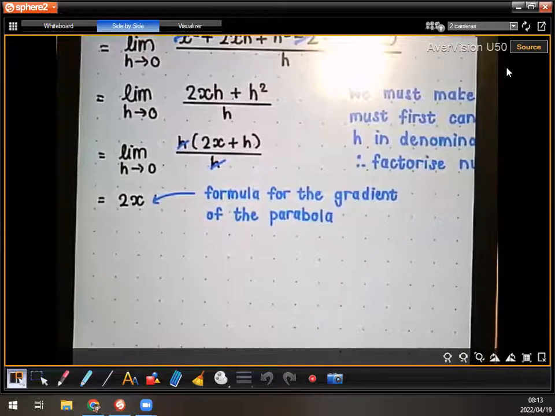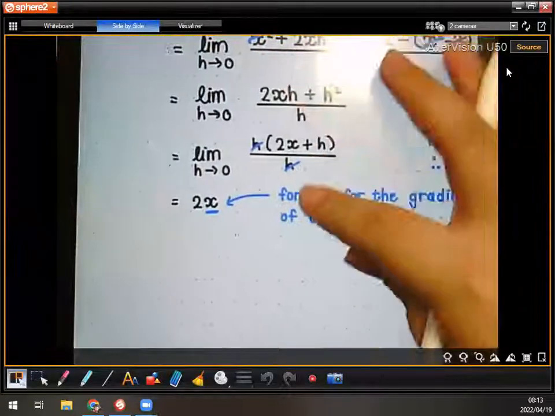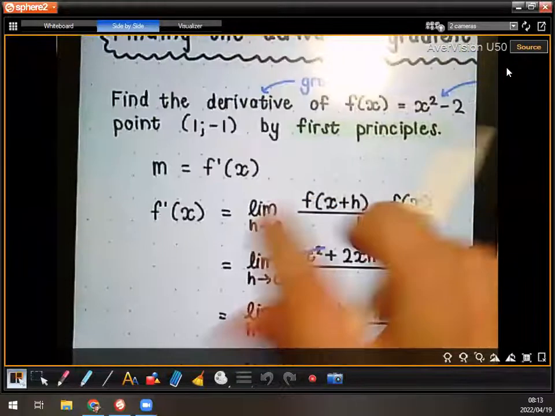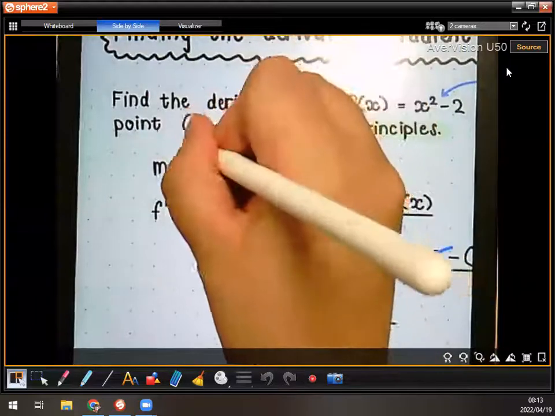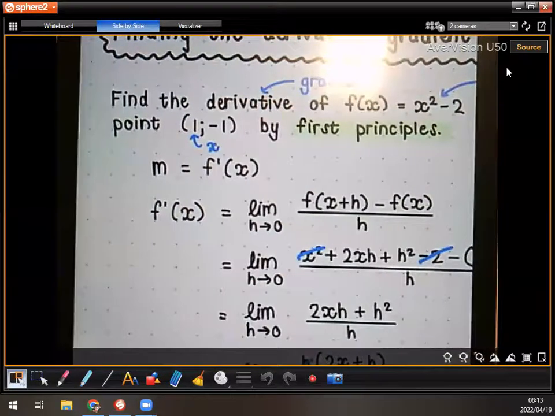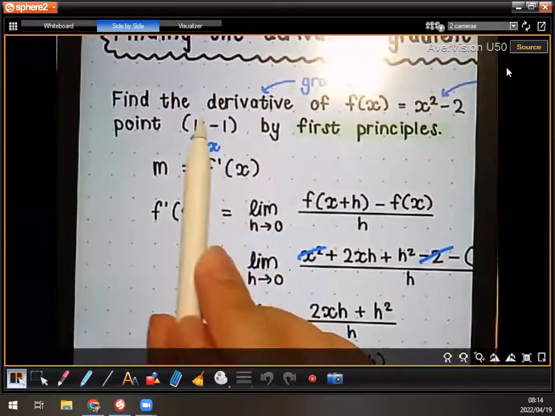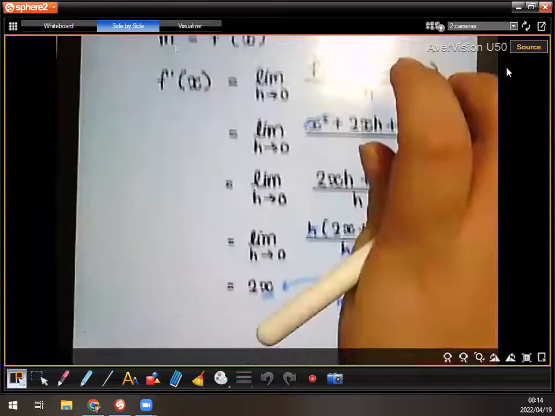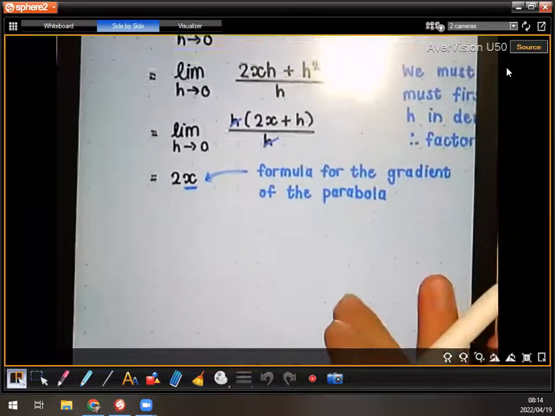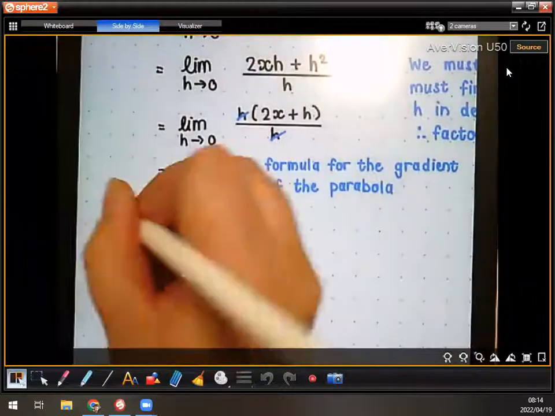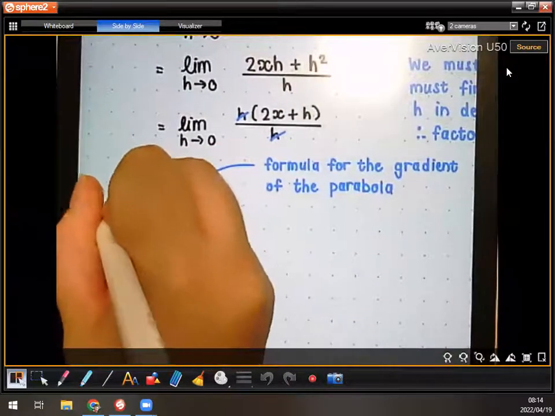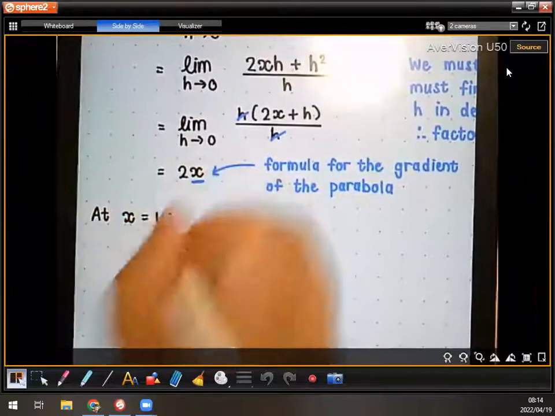So guys, notice that there is a variable in this formula, x, in 2x. What do you think I'm going to do to get the gradient of this graph at the actual point they've given us? It's saying at the point 1, negative 1. This is the x value of that point of contact between the tangent and the graph. So we're going to sub in x equals 1 into this 2x, and that will give us the gradient at that specific point. So you can just write at x equals 1.